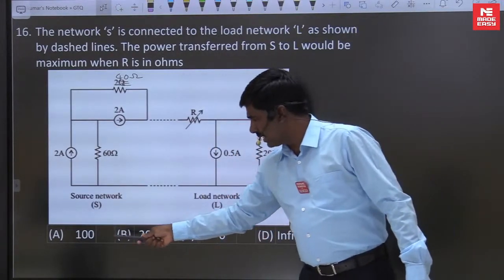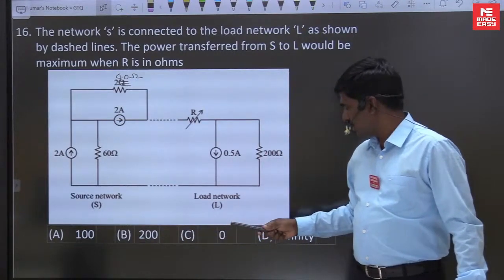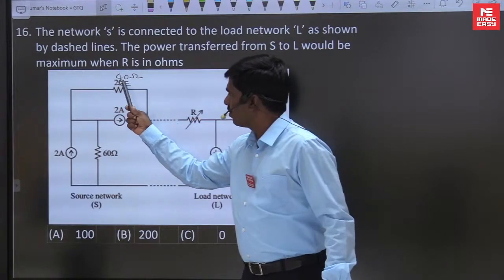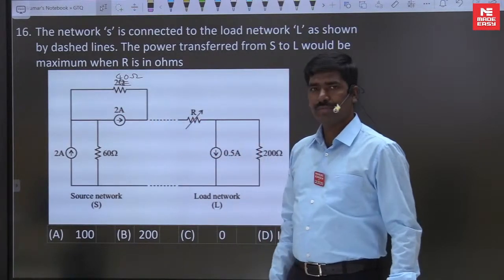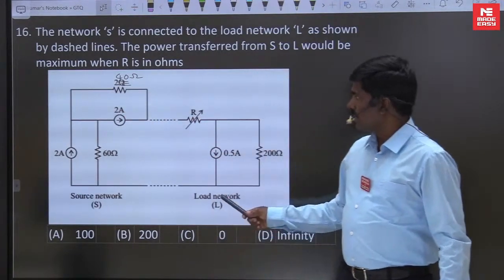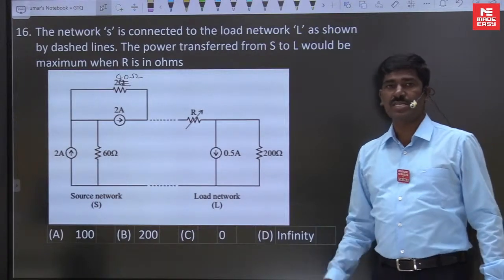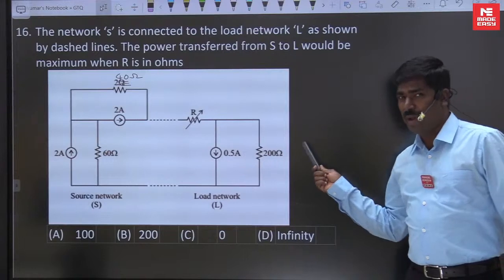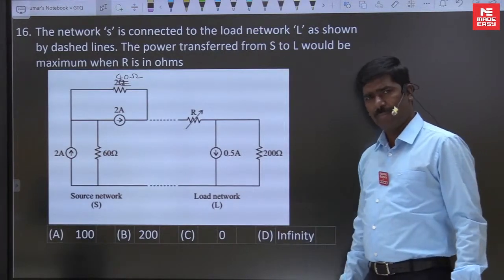The options are A is 100, 200, 0, infinity. Give the answer now. This is 40 ohms. This is not 2 ohms, it's 40 ohms. Okay, so this is based on maximum power. Previously was Thevenin's theorem. Superposition is completed, Norton's is completed, Thevenin's is completed. Now maximum power. Next we enter into magnetic coupling and two-port.